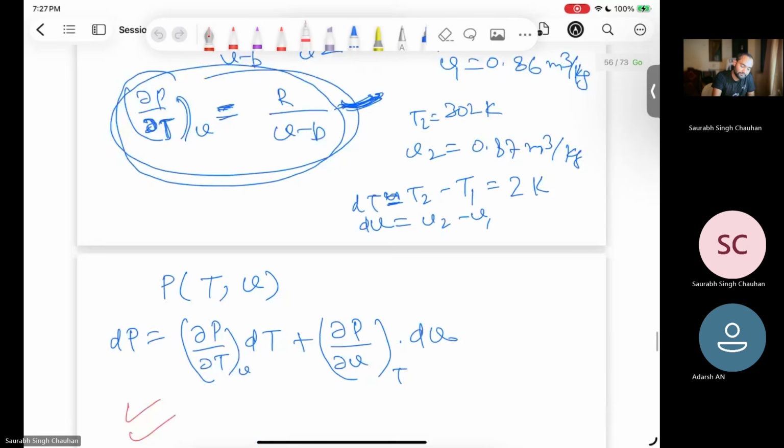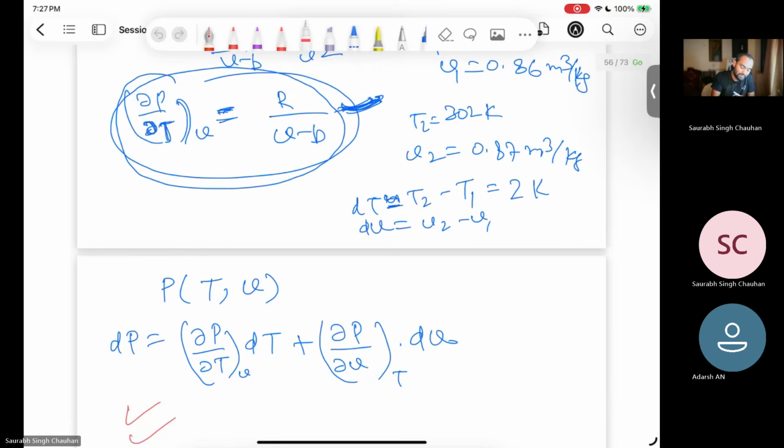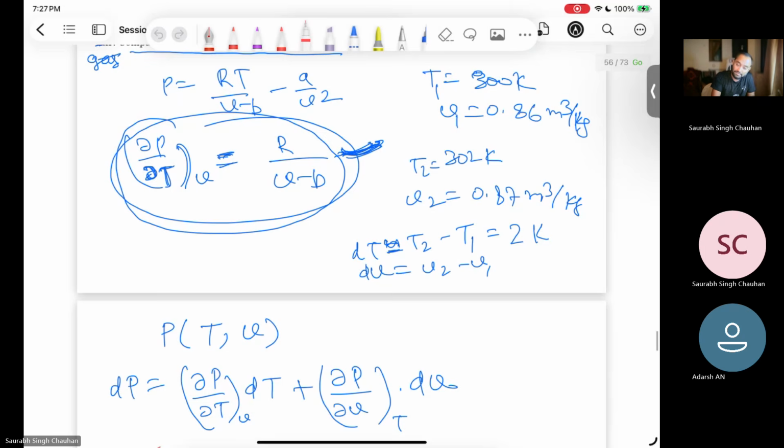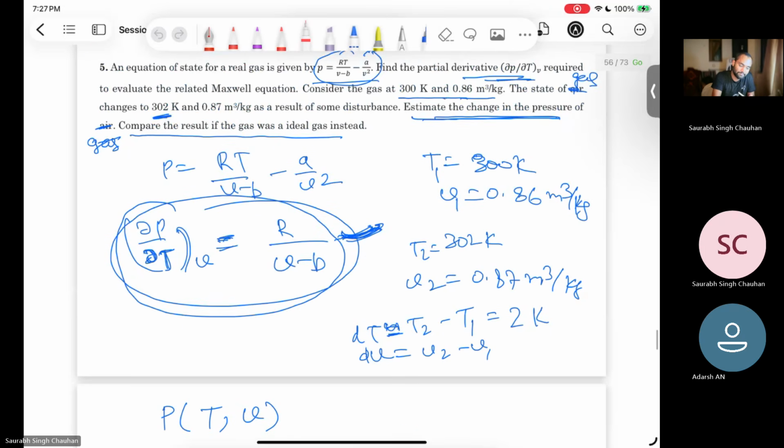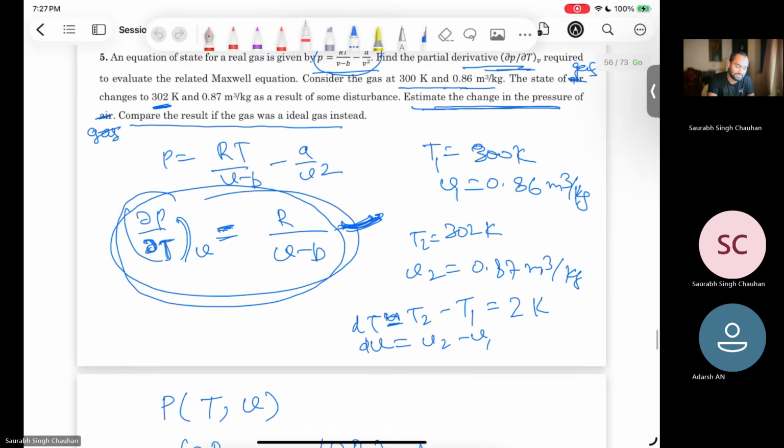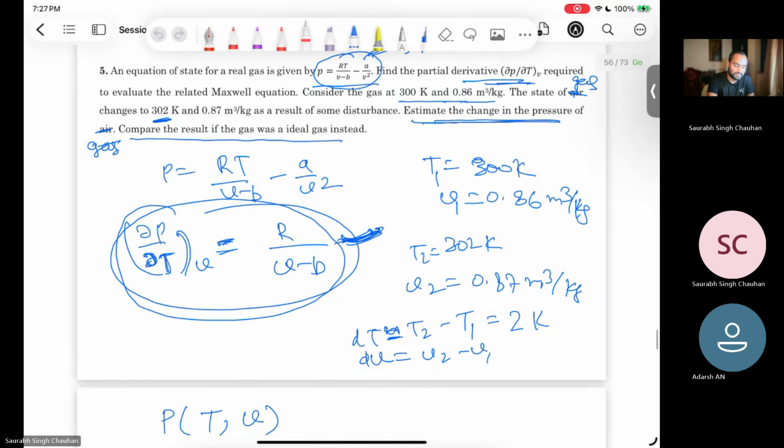So for calculating this dP, we will have to differentiate this expression with respect to T and with respect to V. The expression is given. You can differentiate easily, right, with respect to temperature and volume, and you can substitute the values and you will get that. And it is asking to compare the result if the gas was an ideal gas. Then P will be equal to RT by V, right? In that case also you can calculate.